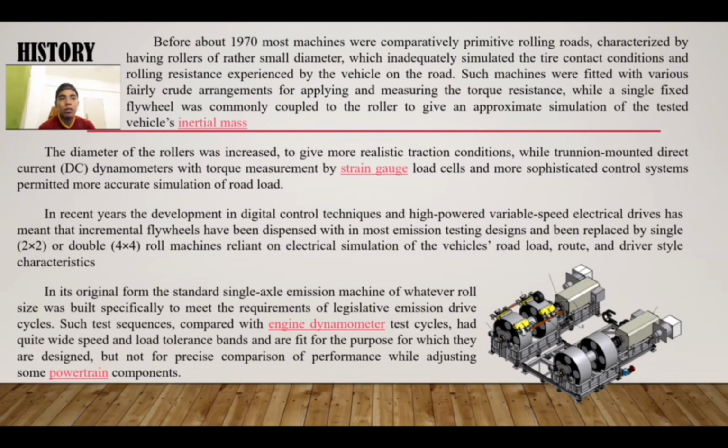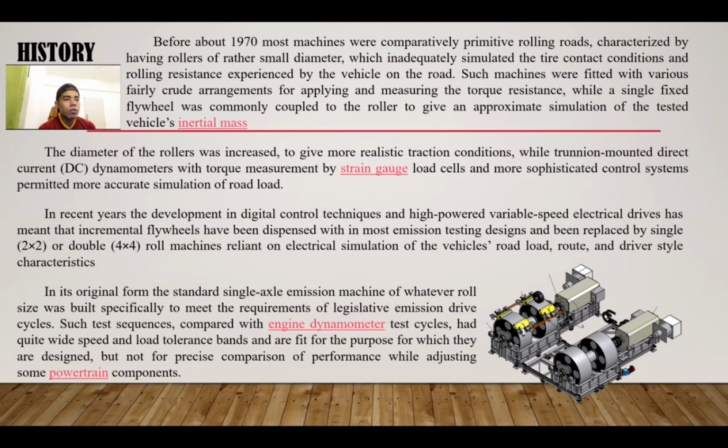Next, the history. Before about 1970, most machines were comparatively primitive rolling roads, characterized by having rollers of rather small diameter, which inadequately simulate the tire contact condition and rolling resistance experienced by the vehicle on the road.